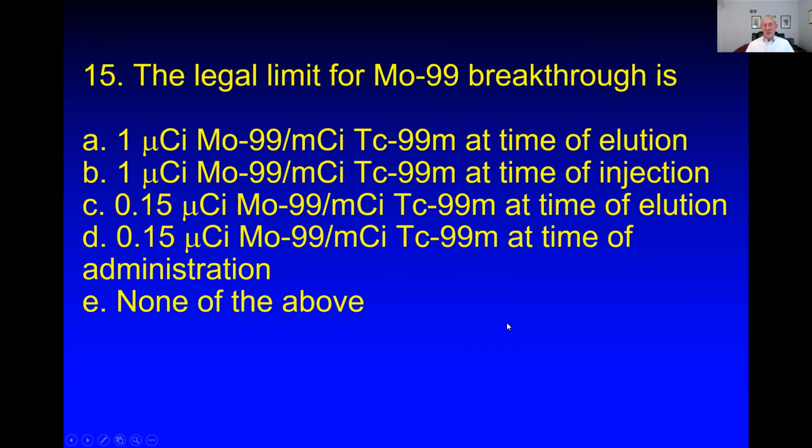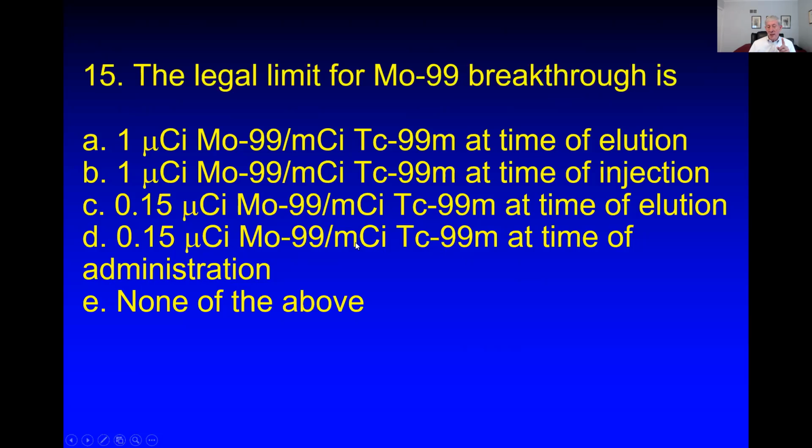Okay. What is the legal limit for moly breakthrough? Be very careful here. I'll let you read through all of them. Is it choice C? E. I think I have a lot of answers here that are choice D today. That was not on purpose, but yes, choice D. It's 0.15 microcurie per millicurie.